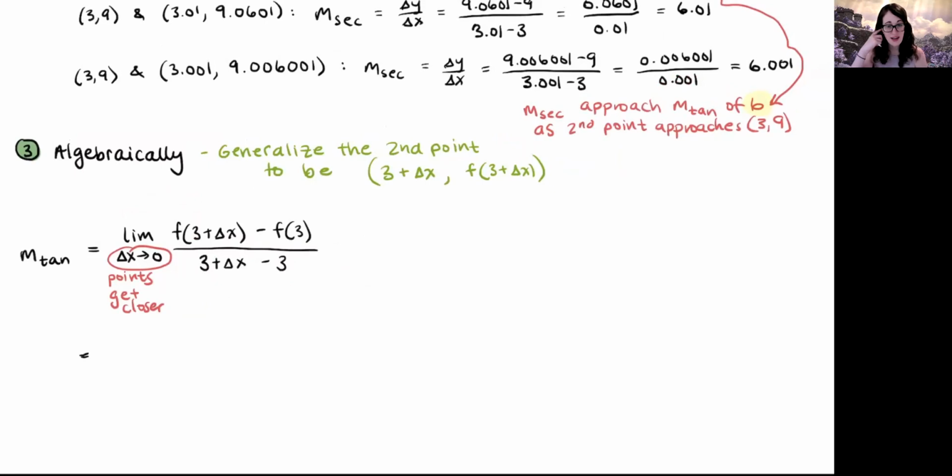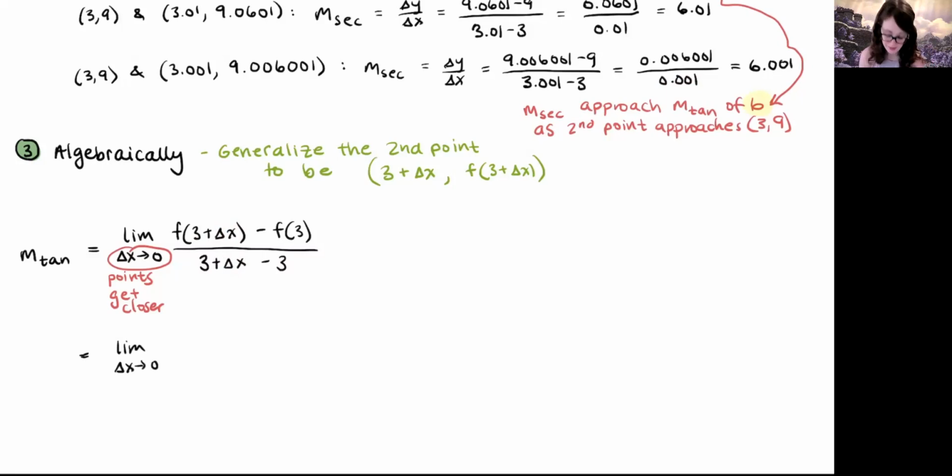Now when we're finding limits, we try direct substitution first. If you put in a 0 for delta x here and here, you're going to get f of 3 minus f of 3, which is 0, and then 3 minus 3 in the bottom, which is 0. That makes sense because that would mean that the 2 points are exactly the same. But we're not going to do that yet, right? We need to remove the hole in order to figure out what this limit is.